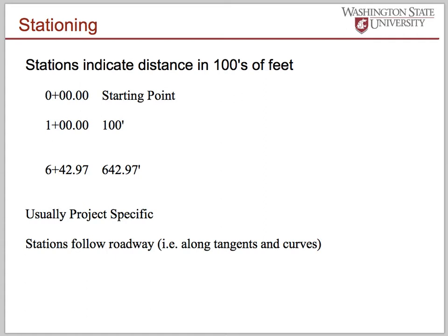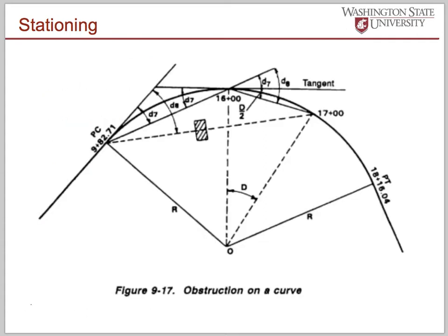Basically, you take whatever feet measurement it is from the original starting point, and you take the hundreds off of it and just add a plus to it. So you can see down there 6+42.97 is 642.97 feet. Fairly simple on the notation of stationing. You'll see it used all the time in infrastructure, specifically roads.